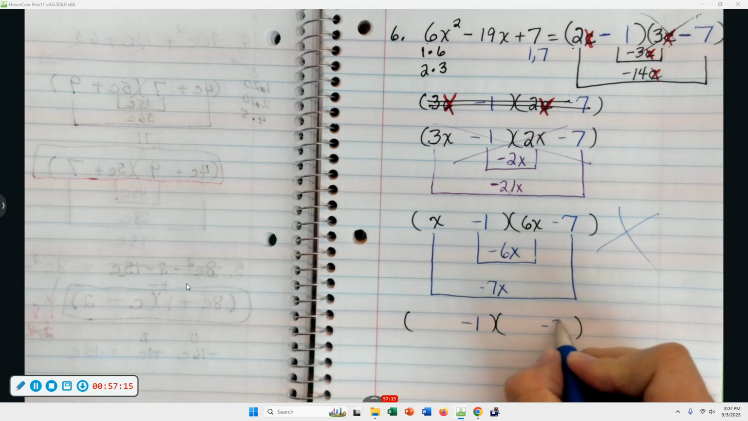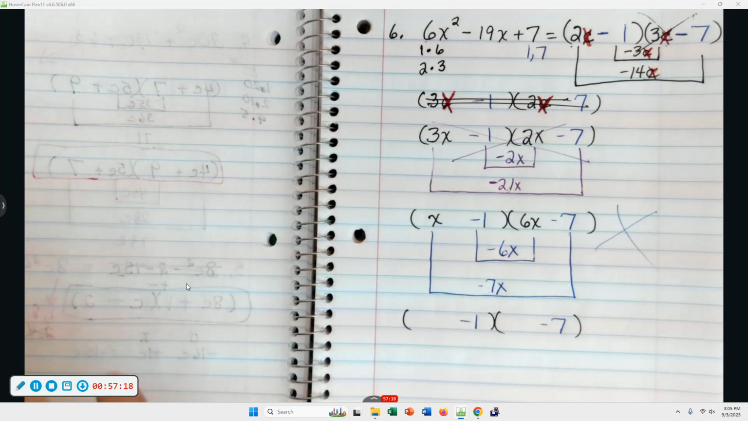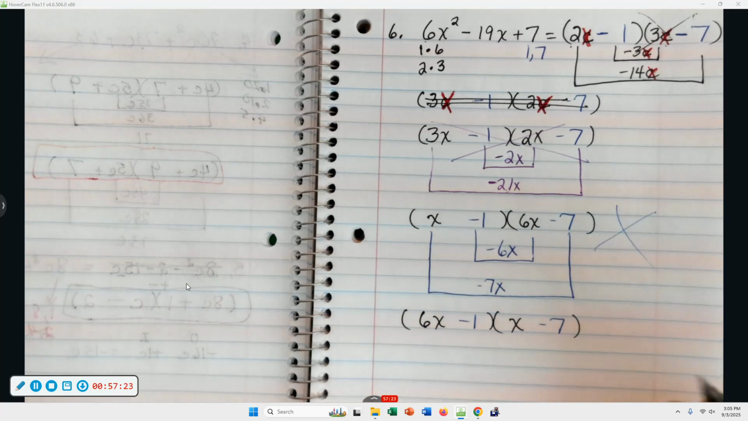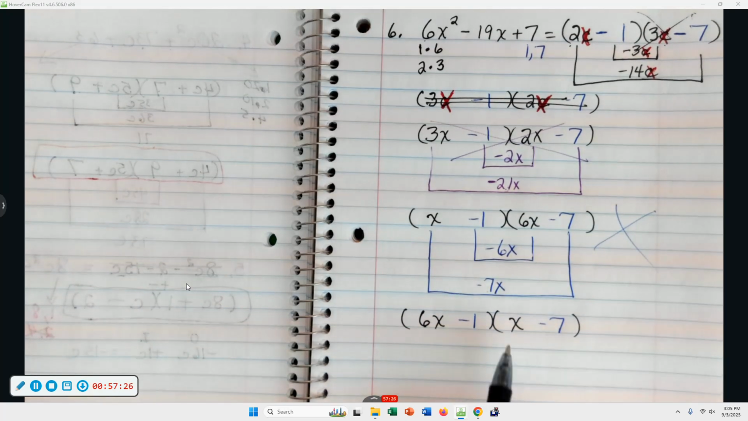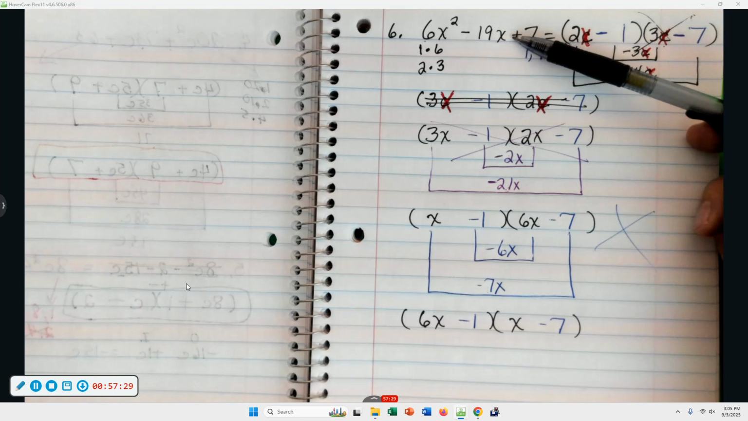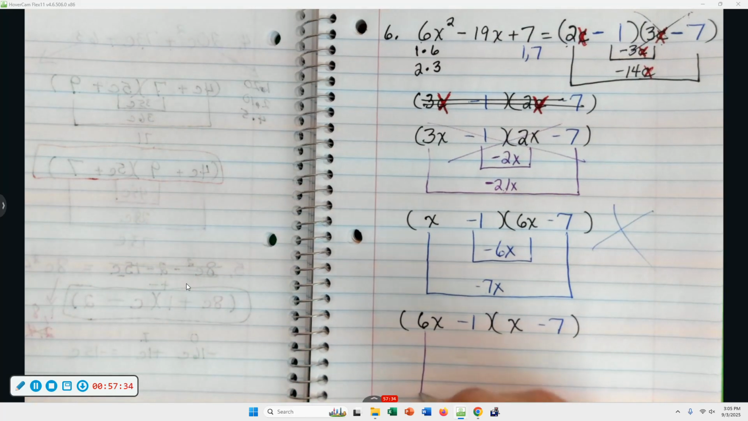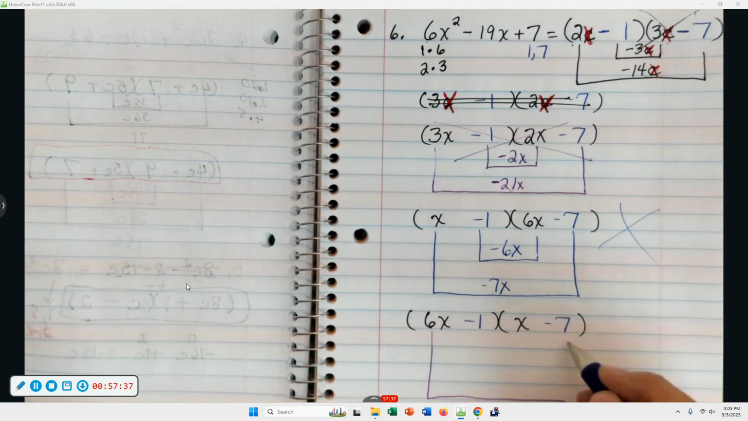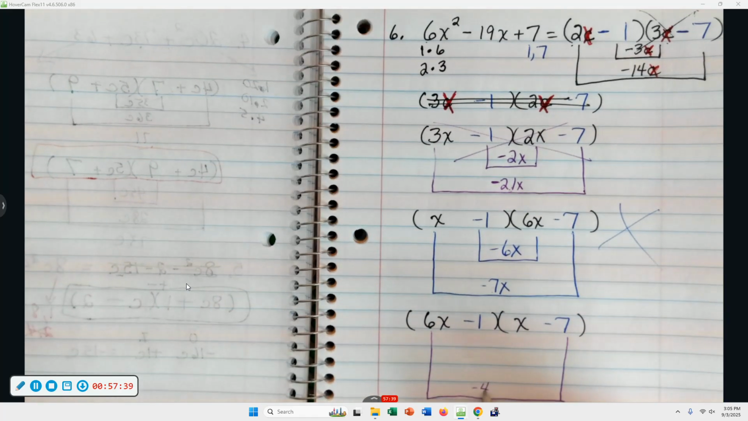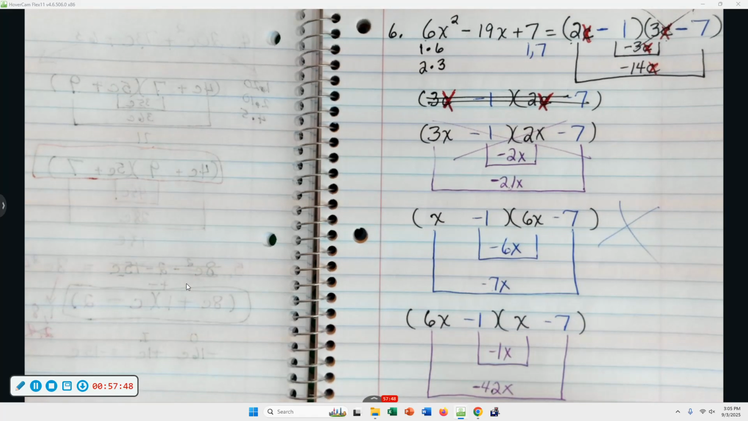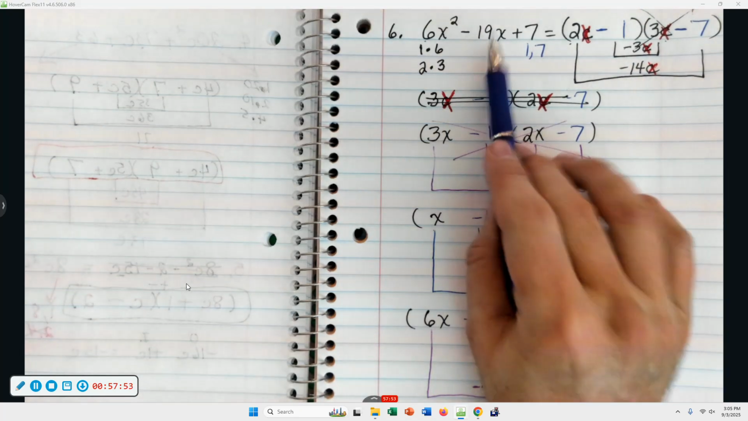Maybe reverse the 6x and the 1x. Put the 1x with the minus 7 and the 6x with the minus 1. Is that going to give a negative 19x? Right off, I get that negative 42x. There's no way you're going to get it down to a negative 19x. We have a negative 42x, and what's this one here? Negative 1x. Negative 1 plus negative 42 is a negative 43. Is that what we needed?